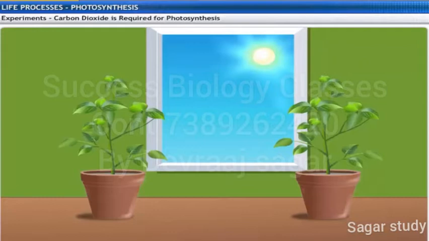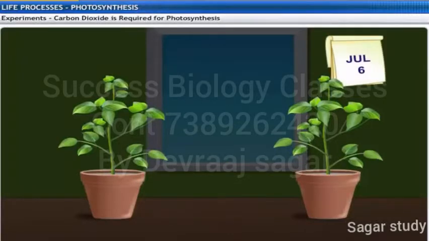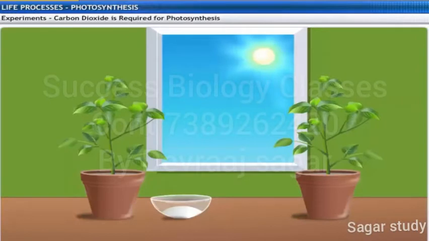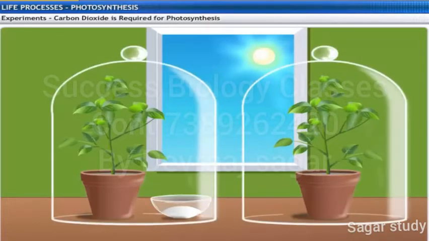Let's carry out an experiment to prove that carbon dioxide is vital for photosynthesis. Take 2 healthy potted plants of the same size. Keep the potted plants in a dark room for 3 days. Now, place a watch glass containing potassium hydroxide beside one of the potted plants. Potassium hydroxide is used to absorb carbon dioxide. Next, cover both the plants with separate bell jars as shown. Seal the bottom of the bell jars to the glass bottom surface so that the setup is airtight.